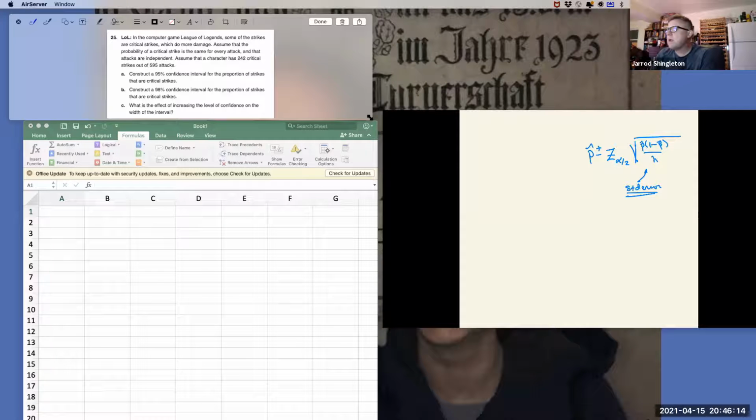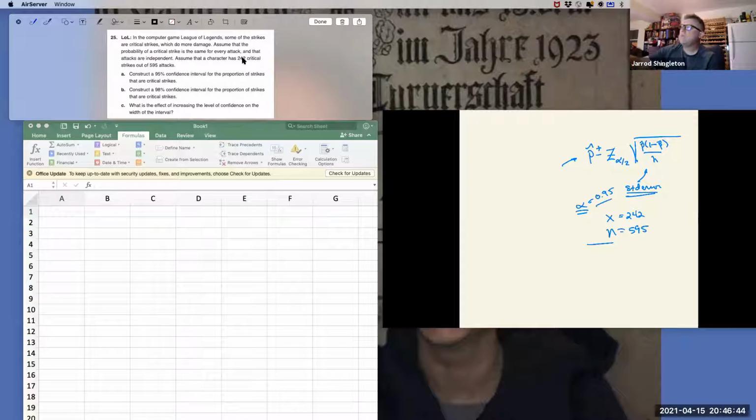The only things that I need to calculate this entire confidence interval are my alpha, whatever they're going to give me, my x, and my n. And then I'm off to the races. So let's take a look back at our problem. The character has 242 critical strikes, so my x, what I've seen, is 242. My n is 595 out of all of them. My confidence level to start off with is 0.95.